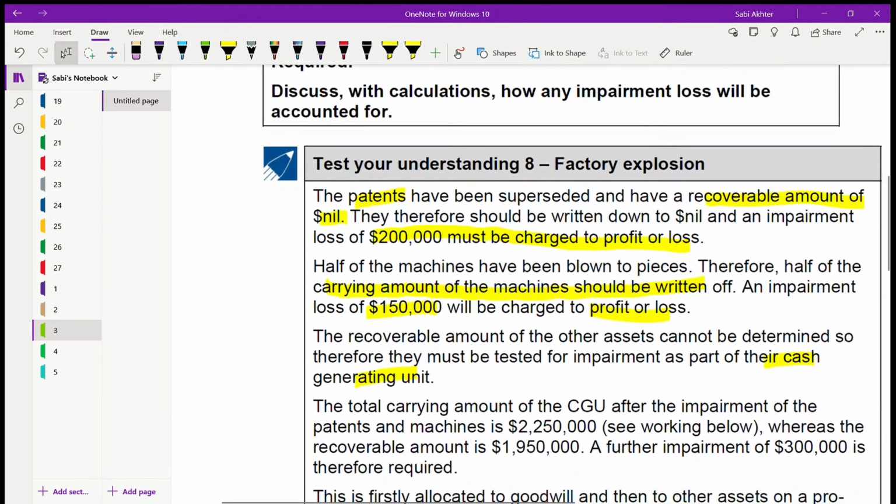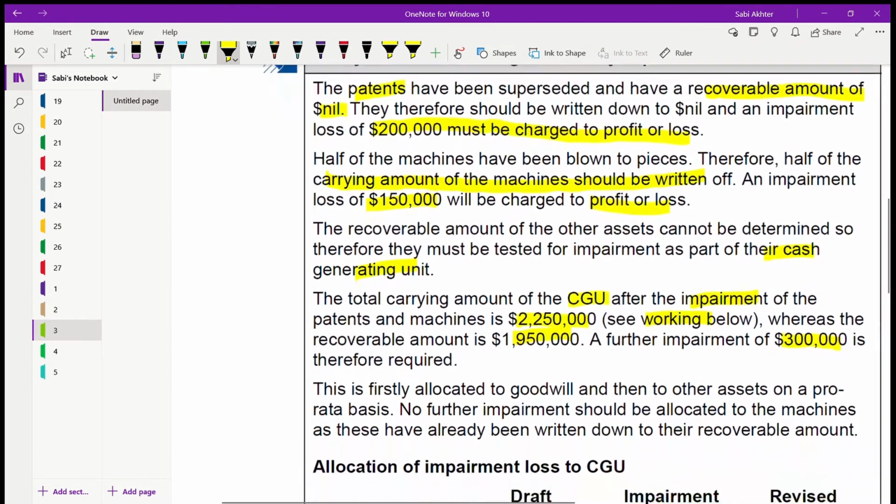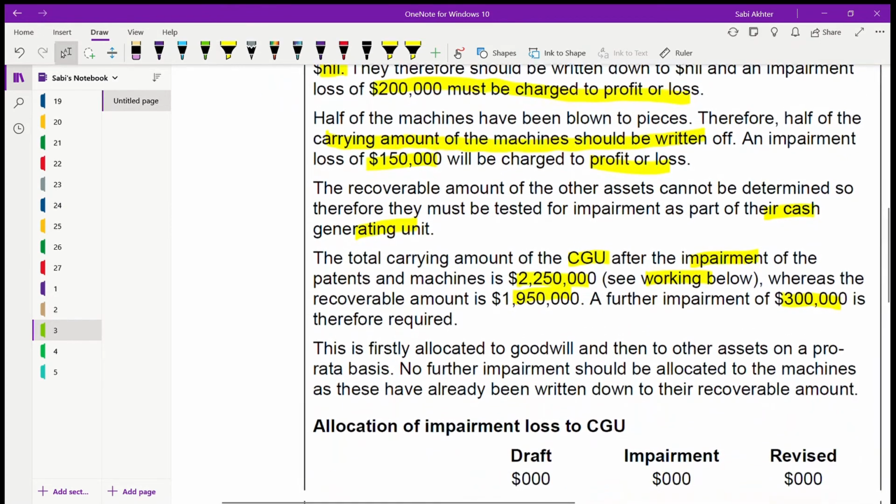So what is the total carrying amount of the CGU after the impairment of the patent and the machine? This one. Okay, see working below. And the recoverable amount is this one. A further impairment of 300,000 is therefore required. Okay. So definitely we know that firstly it will be allocated against goodwill and then other assets on a pro rata basis.